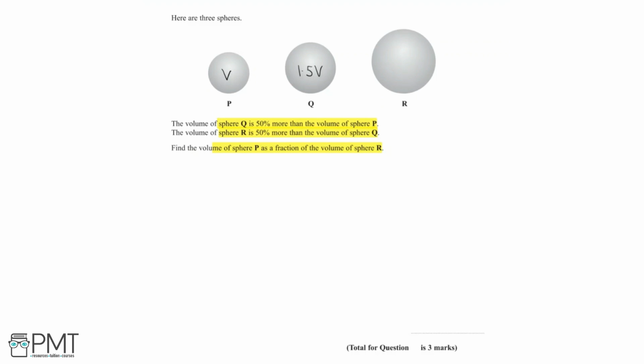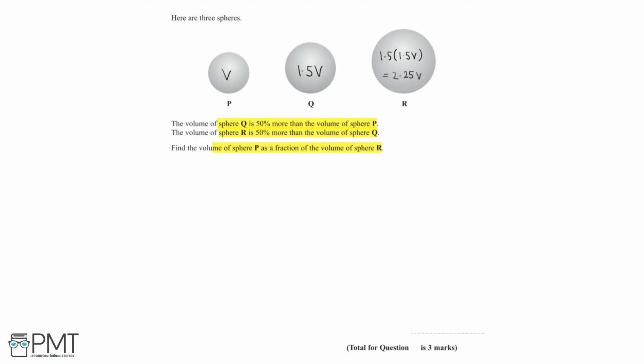Now we're told that the volume of sphere R is 50% more than the volume of sphere Q. And again, we can apply the same principle. To have a 50% increase, we multiply by 1.5. Now if sphere R is 50% more than the volume of sphere Q, the volume of sphere R would be equal to 1.5 multiplied by 1.5 V, which we can simplify and say is equal to 2.25 V.